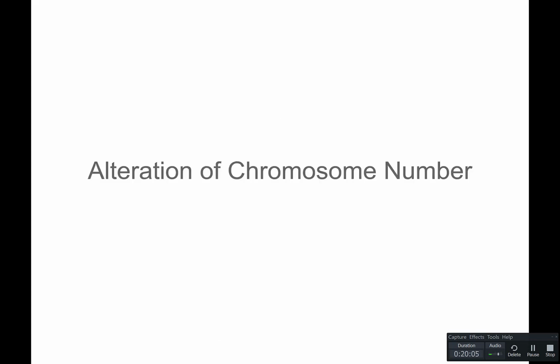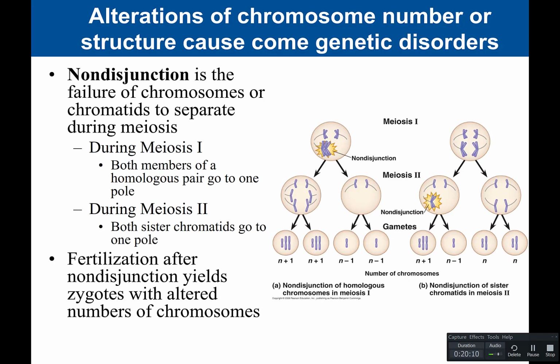And so the last part of this lecture is going to be looking at alteration of chromosome number. So nondisjunction is the failure of chromosomes or chromatids to separate during meiosis. So we don't have proper separation. If nondisjunction happens in meiosis I, all of the gametes will end up with an abnormal number of chromosomes.